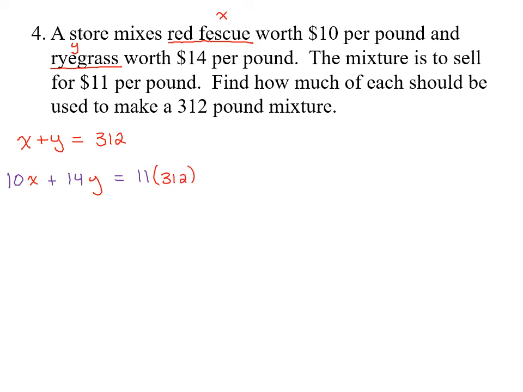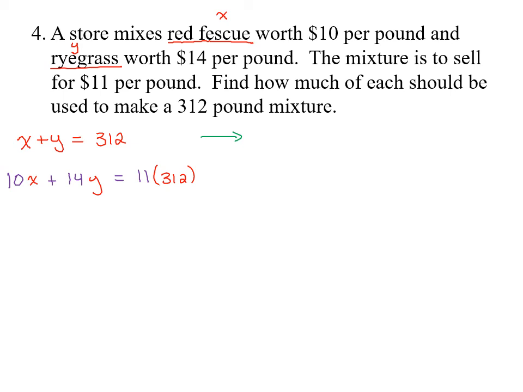So I take the previous equation, x plus y equals 312, and then I multiply by how much I want to sell each one of them for. And that's pretty much it. There's not a whole lot of simplifying on this one like the percentages, except for the 312 times the 11. But I'll do that when I finish multiplying as well.